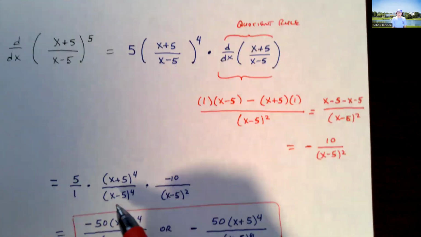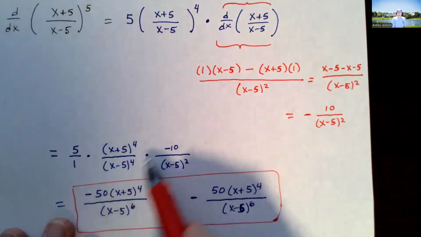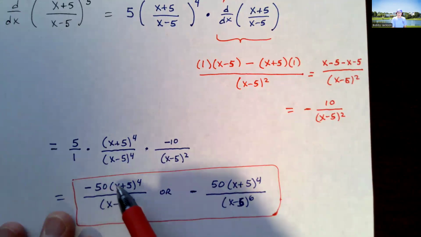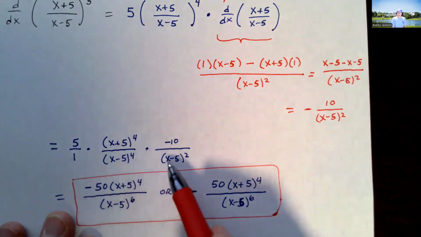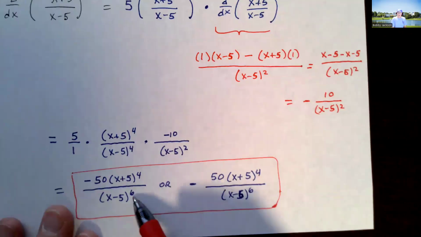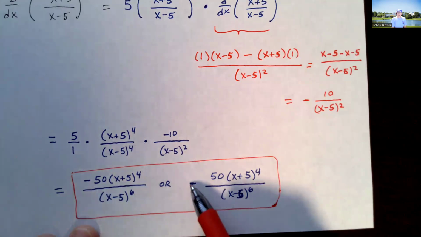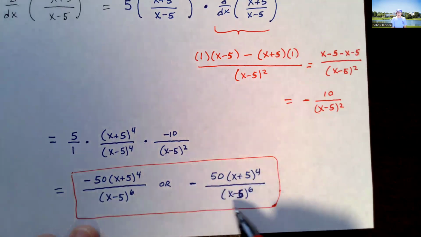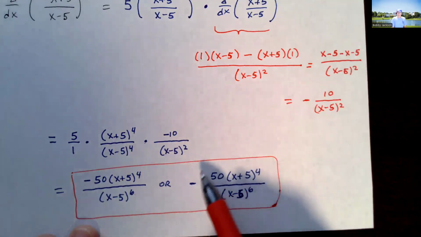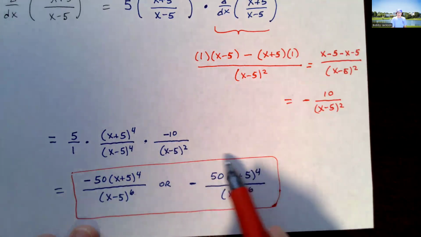Let's clean it up. Multiplying 5 times negative 10 gives me negative 50, x plus 5 to the fourth, and 1 times this. Notice what happens, x minus 5 to the fourth times x minus 5 squared. These are like bases, so I can add the exponents, and there I get the result. Again, I've got a negative divided by positive, so sometimes we'll bring this negative out. It's a negative result in terms of how we write the expression.